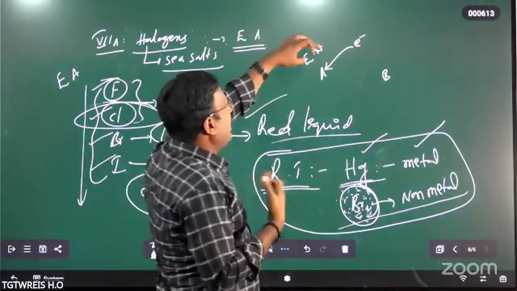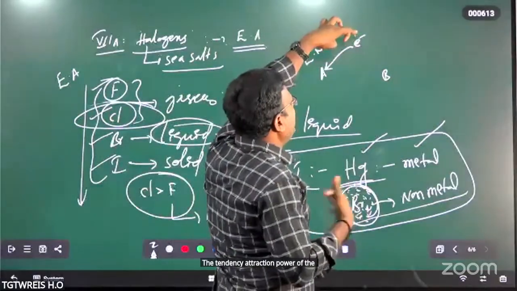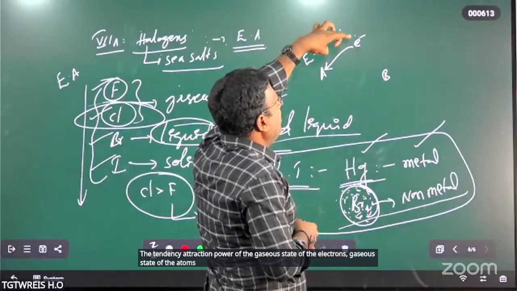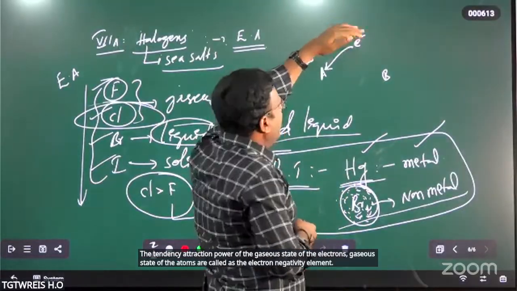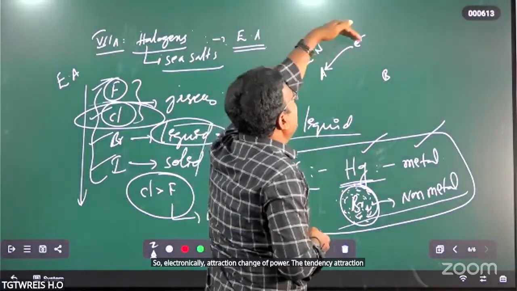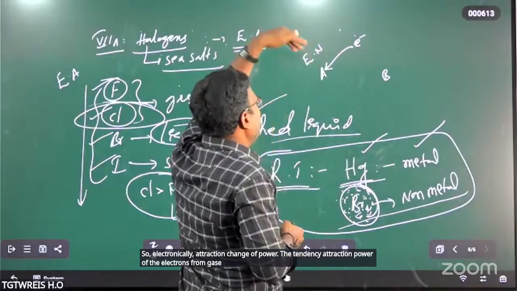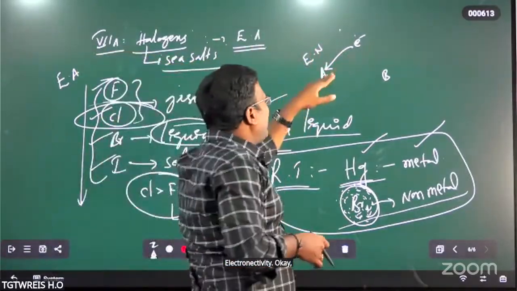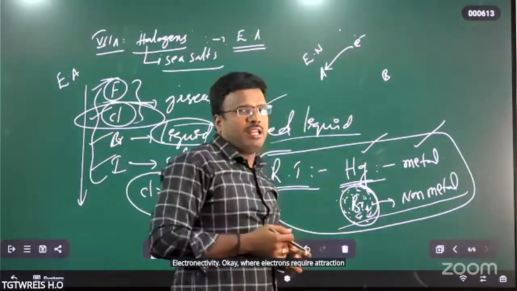The tendency, the attraction power of the electrons from the gaseous state of the atom, is called electronegativity. So the power to attract electrons is electronegativity. If it has to attract more electrons, it needs to have a need for them.